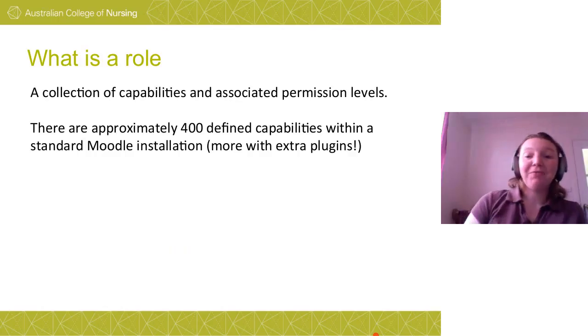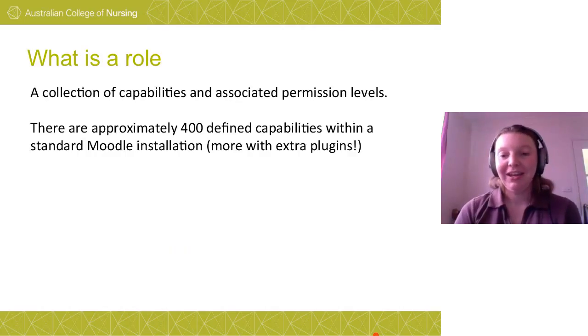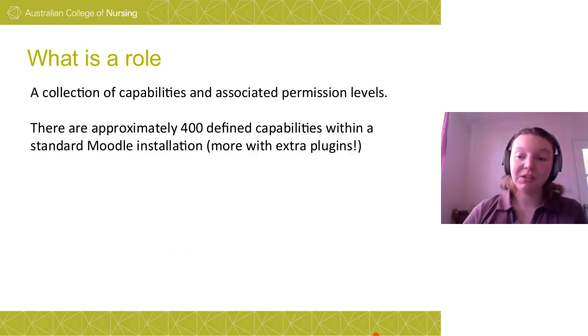There are approximately 400 defined capabilities on a standard Moodle install, and you get even more the more plugins you add. In fact, a really good guideline, if you're installing a plugin as an admin, once you've finished the installation process and whatever customized settings you need to do, go and look at the permissions for that plugin and work out whether they're set at the defaults that would actually allow you to do what you want on your site.